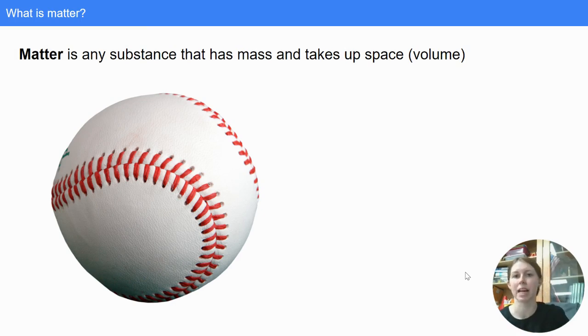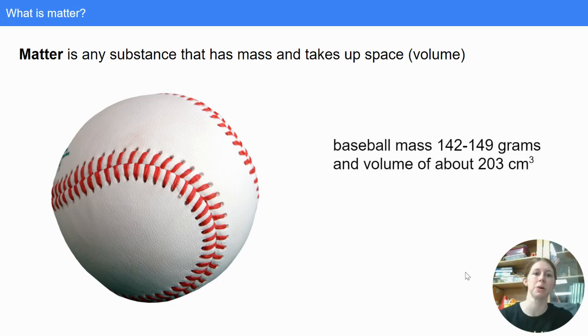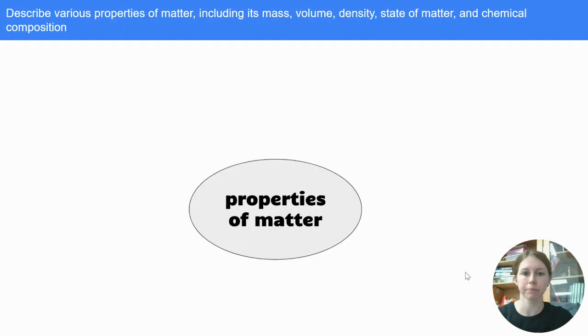So here is a baseball, and the question was, what is matter? Matter is any substance that has mass and takes up space. If it has mass and it has a volume, it's made of matter. Almost everything is made of matter. To prove it, the baseball has a mass. If you put it on the scale, the average mass of a real baseball is 142 to 149 grams, and it has a real volume: 203 cubic centimeters is the average volume, or size, of a baseball.